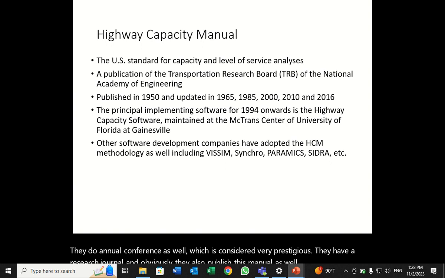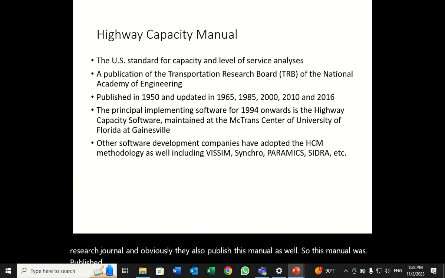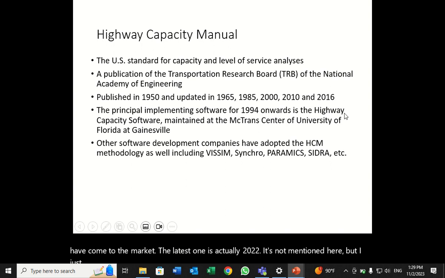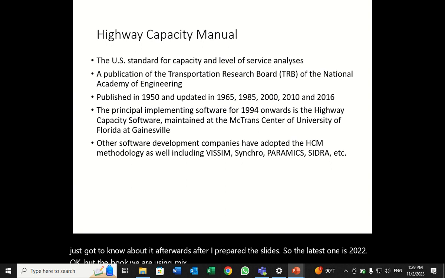This manual was published first in 1950. After that, you can see it has been revised and different editions have come to the market. The latest one is actually 2022. It's not mentioned here, but I just got to know about it after I prepared the slides. So the latest one is 2022. But the edition of the McShane book we are using only uses the 2016 manual, so we are still stuck with that.